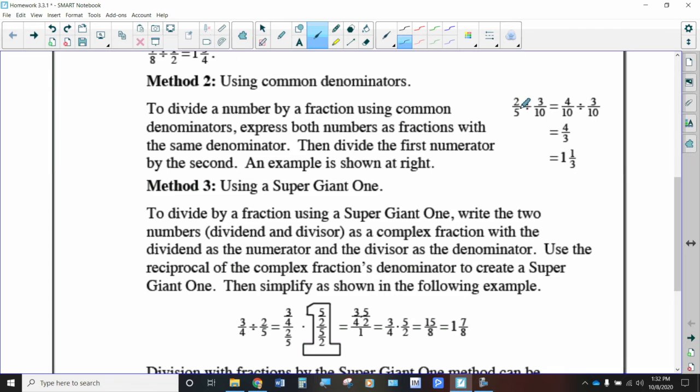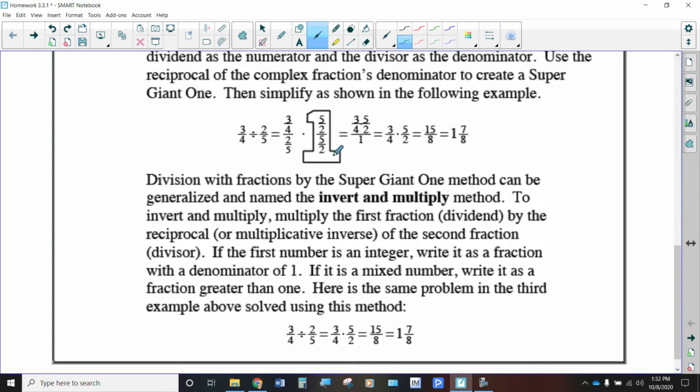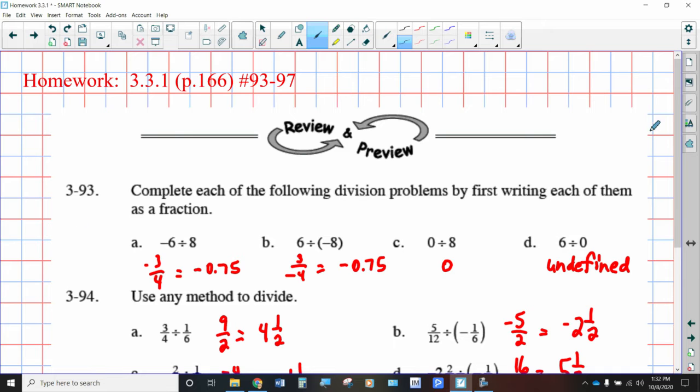So if you just remember the process, either find common denominators and do the division with the numerators, or multiply times the reciprocal. Both of those are effective strategies that are not too hard to remember. So let's take a look.